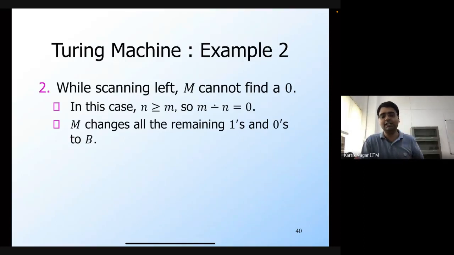So this is the case where m is less than or equal to n. In this case, m minus n is 0. So I'm simply going to change all the remaining ones and zeros to blanks.